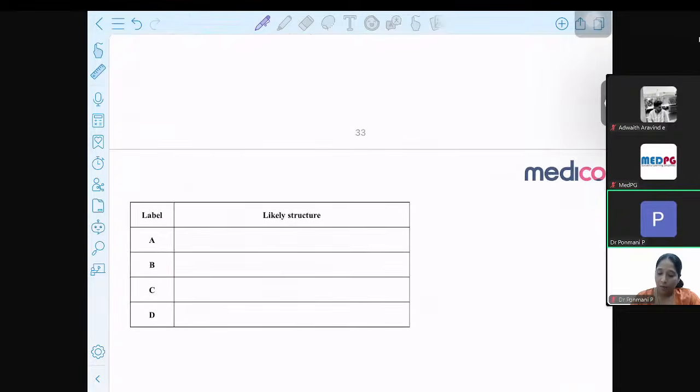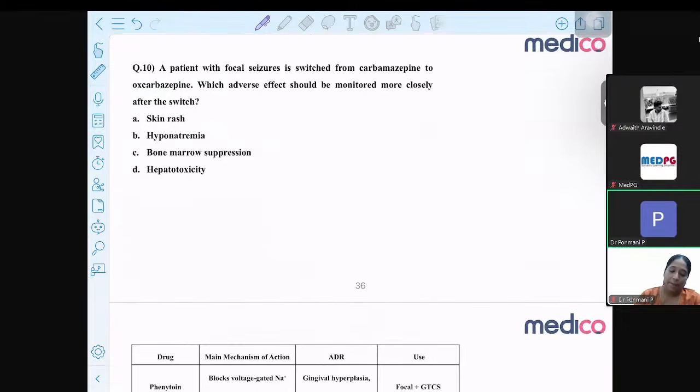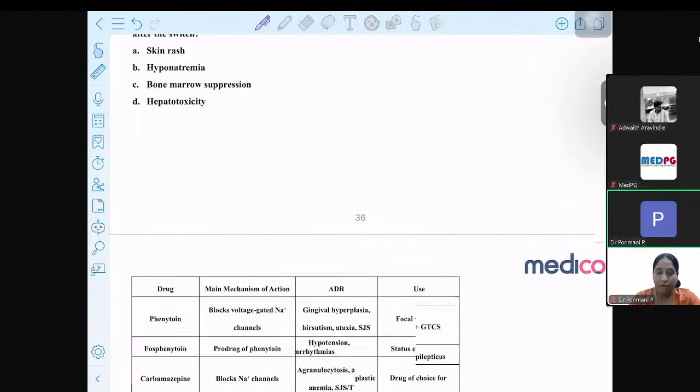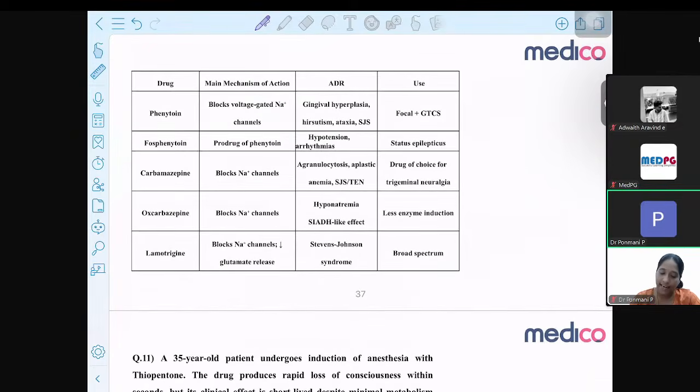Okay. Now we will move to the next question. A patient with focal seizures is switched from carbamazepine to oxcarbazepine. Which adverse effect should be monitored more closely? Remember the tabular column which I gave before. If you have forgotten, I have put the table once again here. If you note, carbamazepine causes agranulocytosis. But oxcarbazepine causes hyponatremia and SIADH-like effect.